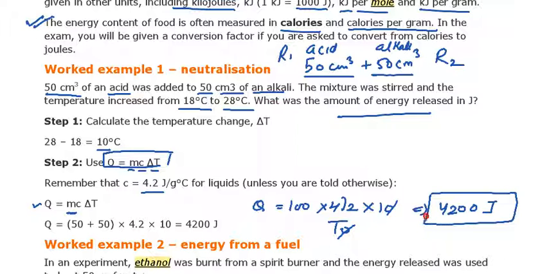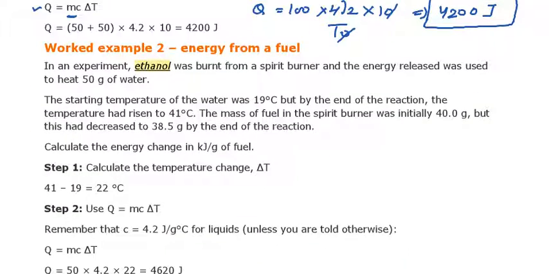Okay, that means for 100 gram of that mixture to rise 10 degrees Celsius in temperature, we need around 4200 joule of energy. Till now, any confusion with that? No, I have no confusion.